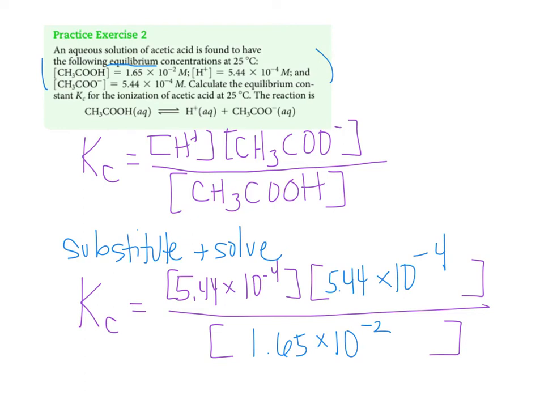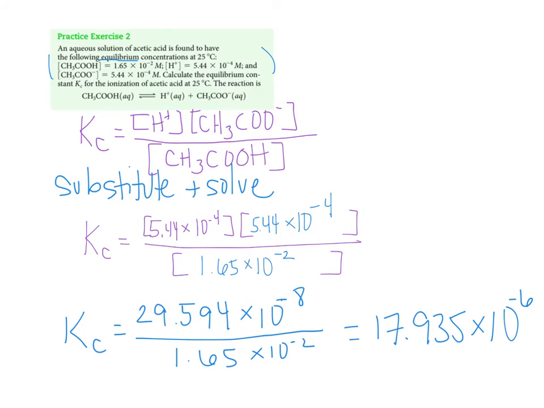Now I will multiply this times this and divide by this to simplify. So if I multiply 5.44 times 5.44, I get 29.594. 10 to the minus fourth squared is times 10 to the minus eighth. That now is divided by this. 29.594 divided by 1.65 is 17.935. 10 to the minus eighth divided by 10 to the minus 2 is 10 to the minus 8 plus 2. You get 10 to the minus 6.